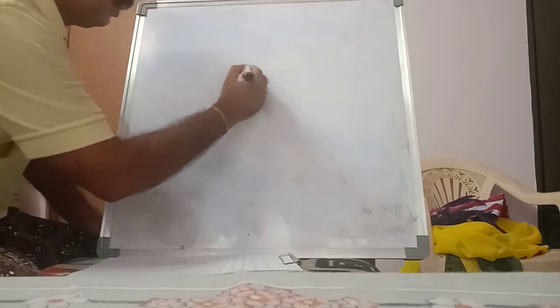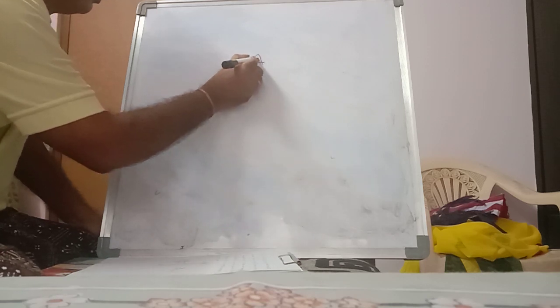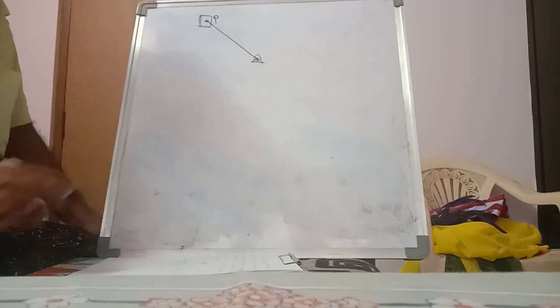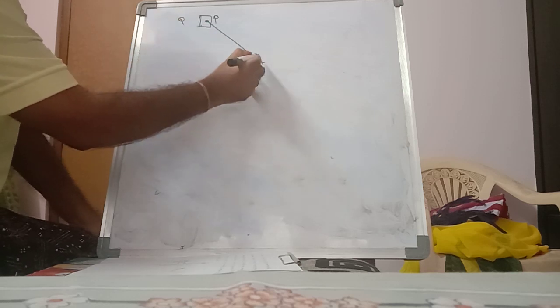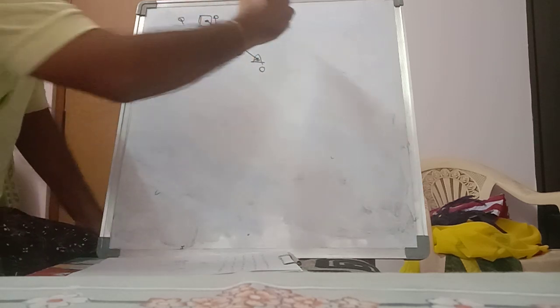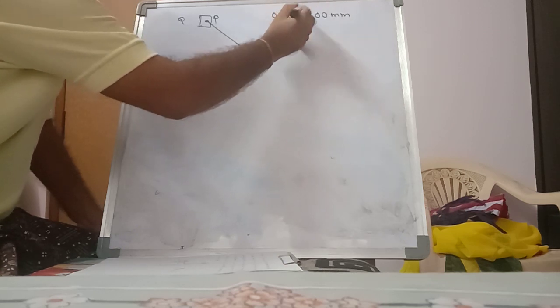OP is a crank. Similarly here also, first the crank is given. The crank is connected to a slider, and the slider is nothing but Q. First you have to draw a line OP. Actually it is given as 200 mm in the problem, so OP is equal to 200 mm.